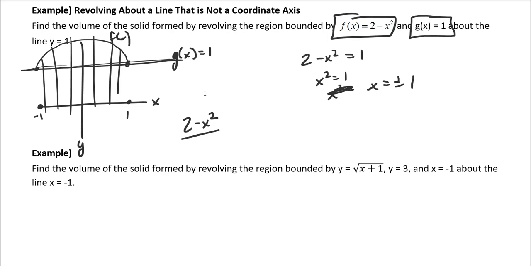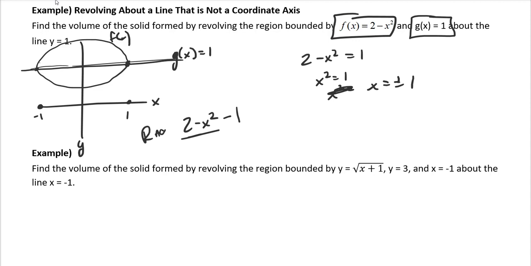I want to take this, and instead of rotating it around the x-axis, this ball would then be over here, and you would have some crazy kind of oblong-shaped figure. But I don't want to do that. I want to rotate it around the y equals 1 line, so the ball is going to look like that. And what I have to do is subtract the axis of symmetry.